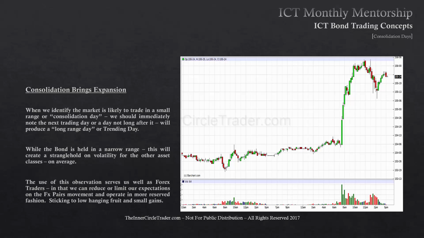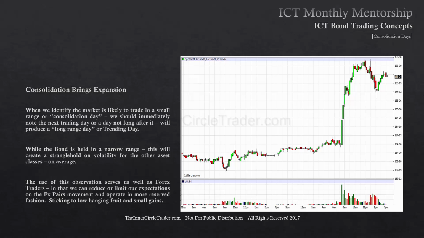The use of this observation serves us well as Forex traders, in that we can reduce or limit our expectations on FX pairs movement and operate in a more reserved fashion, sticking to low-hanging fruit and small gains. If you've studied the bond market, as I indicated today in the live session, we should be relieved at least to know this is the reason why the markets have been rather fickle, because the bond market as a whole has been in a range-bound consolidation.